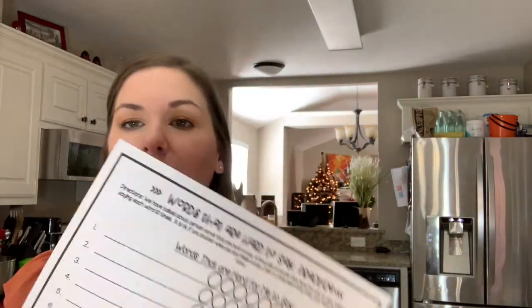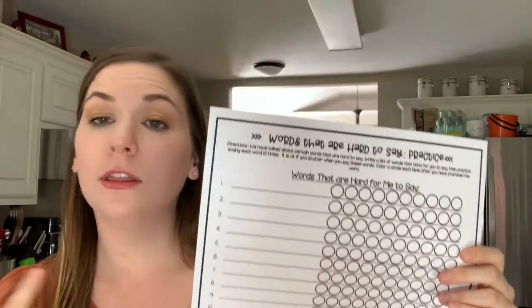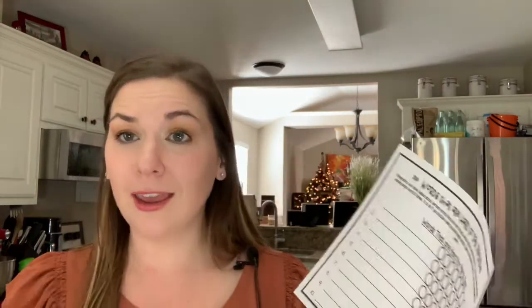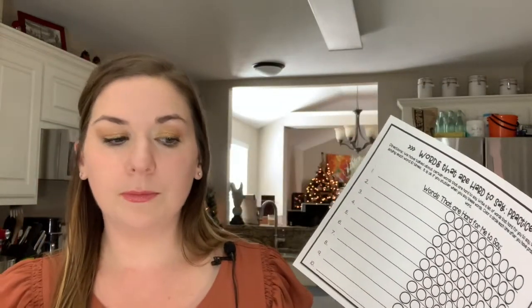This is the last one we're talking about today. So what they're going to do is write down 10 words that they have noticed are hard for them to say. And then we're going to practice saying them together. And each time we say it, we're going to color in a little circle. And this is going to help, hopefully, desensitize them to stuttering and realize that it's okay to stutter, it's okay to say hard words, this is a safe place to do it. And that's the point of this exercise.